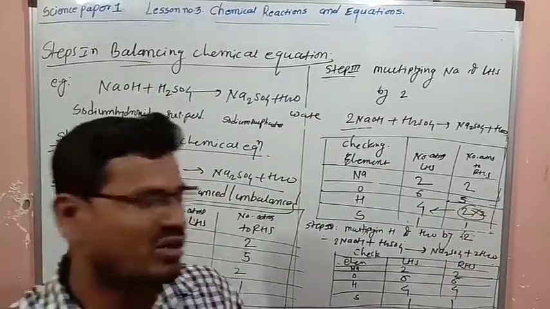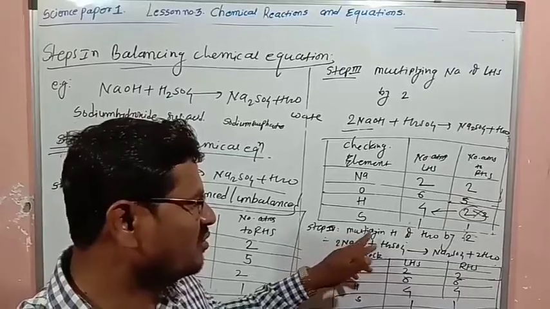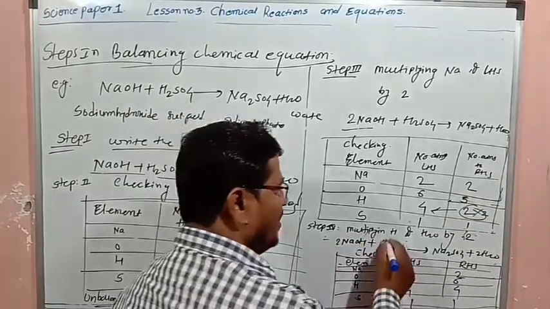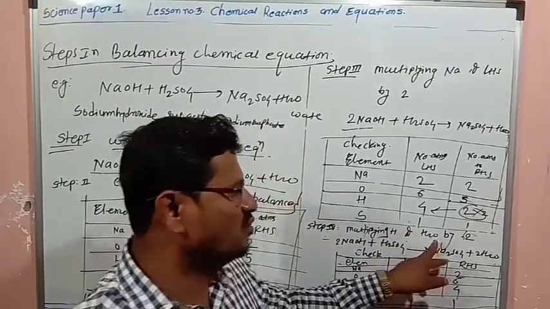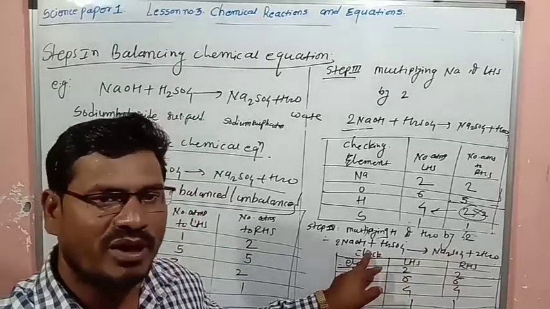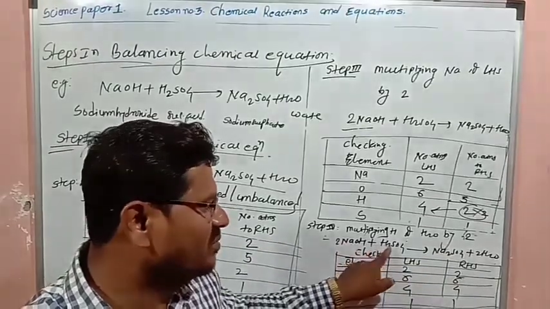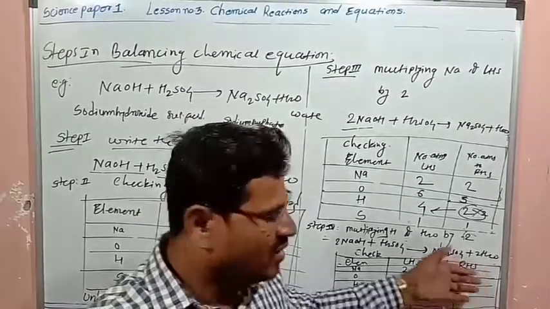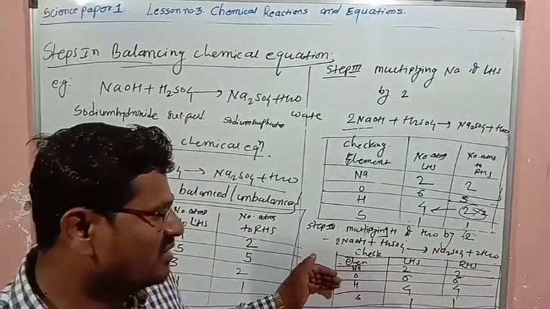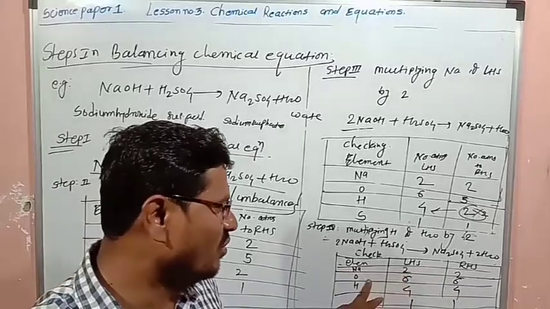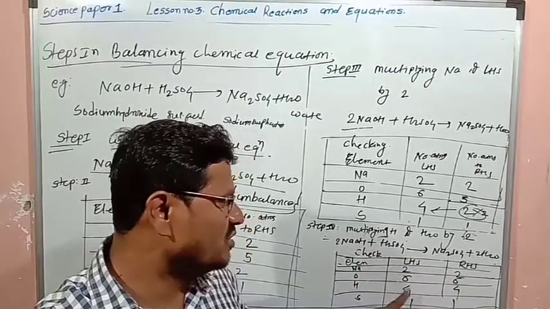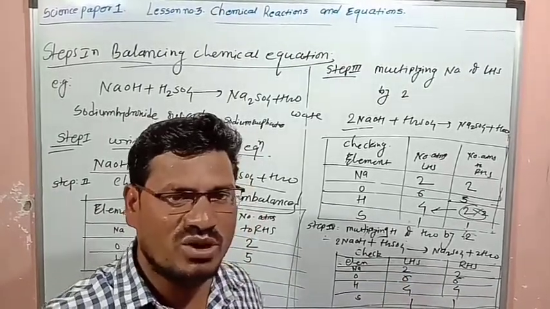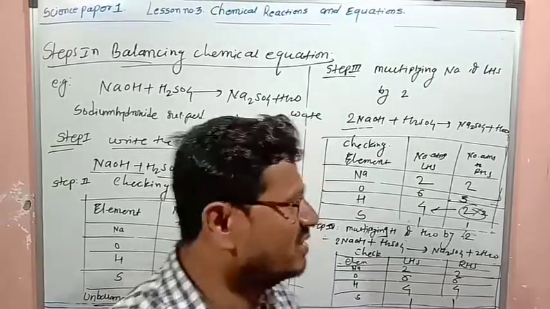In the fourth step you are multiplying the hydrogen of H2O by the factor 2, then twice NaOH plus H2SO4, it gives Na2SO4 plus twice H2O. After this you will check: sodium 2, 2, oxygen 6, 6, hydrogen 4, 4, and sulfur 1, 1. Then this chemical equation is balanced.